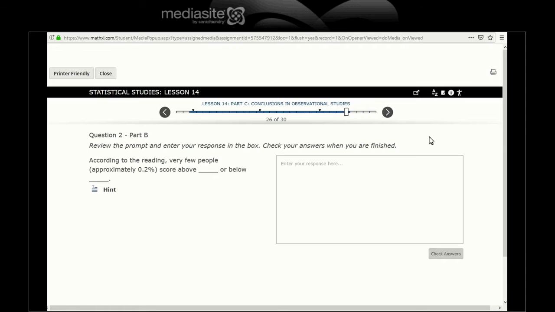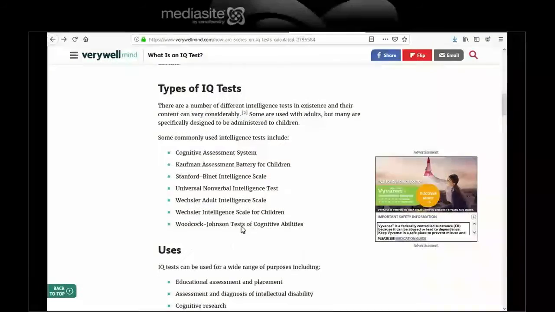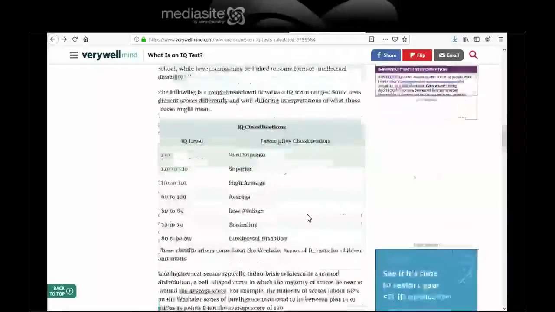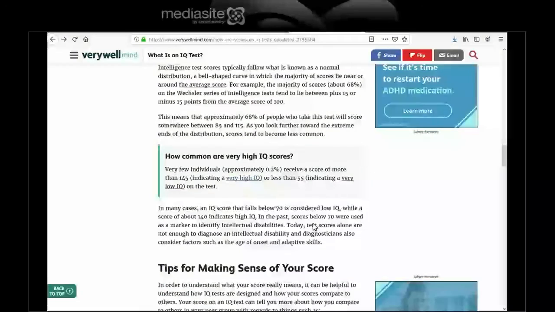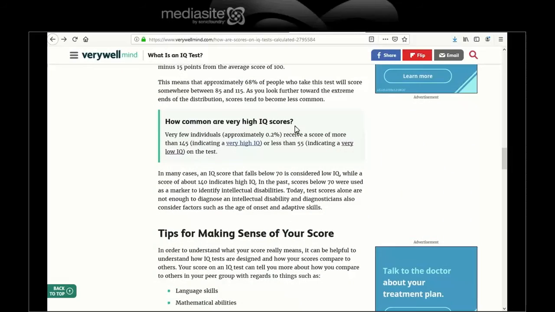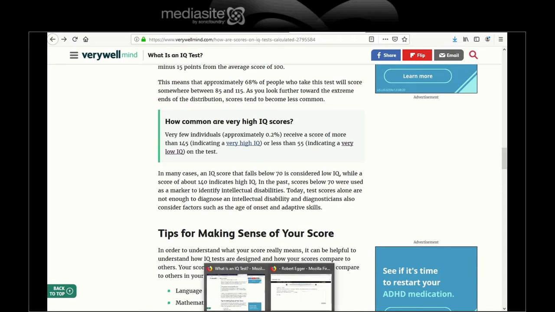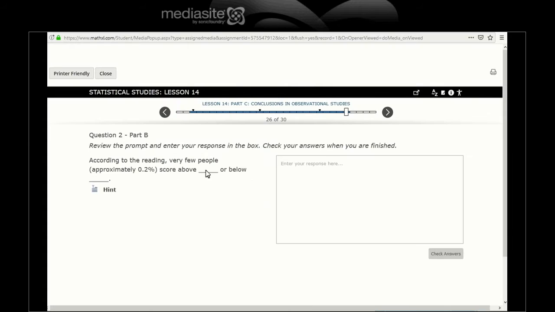Review the prompt, enter response. According to the reading, very few people, approximately 0.2%, score above or below. Let's see, in here somewhere. 0.2% score above or below. Here we go. 145 or less than 55. So very few score above 145, 0.2%, or below 55.